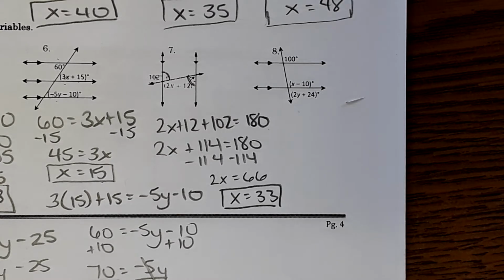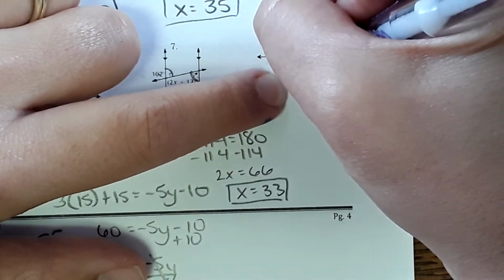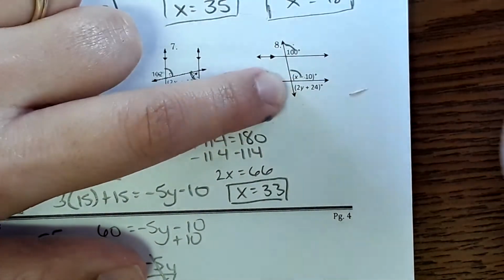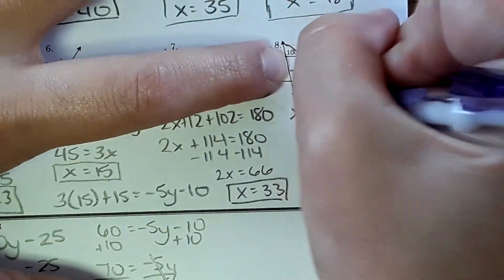By the way, these are the hardest ones on the page. Everything else from here on out is super easy. We're gonna fly through it. And then number 8, we're gonna solve kind of like we did 5 and 6. You can only solve one variable at a time. I noticed that these are corresponding angles, and corresponding angles are equal. So I can set this equal to 100.